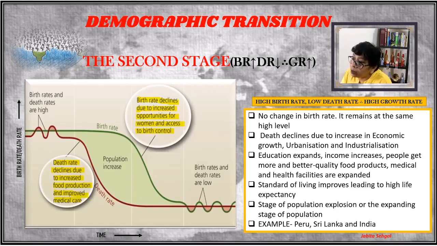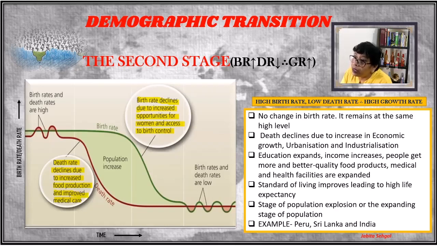Education expands, income increases, people get more and better quality food products, medical and health facilities are expanded. All these factors bring down the death rate. But the birth rate is almost stable in the beginning. With the improvement in the standard of living and the dietary habits of the people, life expectancy also increases.